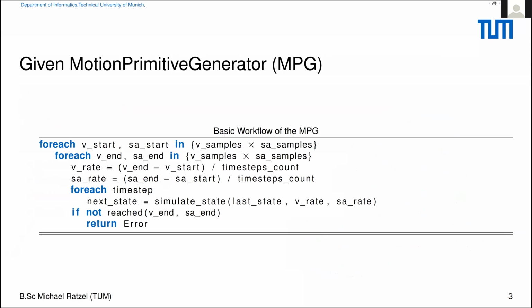The given motion primitive generator works basically that it takes the velocity samples and steering angle samples provided by the configuration file, makes the Cartesian product, and tries to map each velocity start and steering angle start to the Cartesian product of the same samples to the end. Then it will calculate the acceleration and steering angle rate simply by interpolating. And then it will try, for the configured time steps, for example 5, to simulate the next state. And if it's not reached, there's an error of no trajectory for this combination.